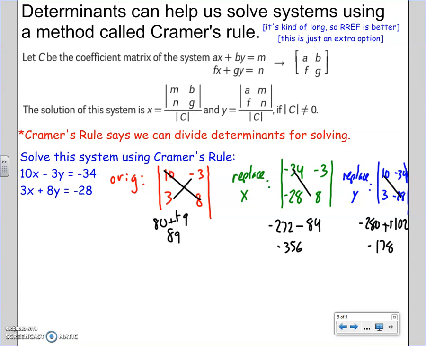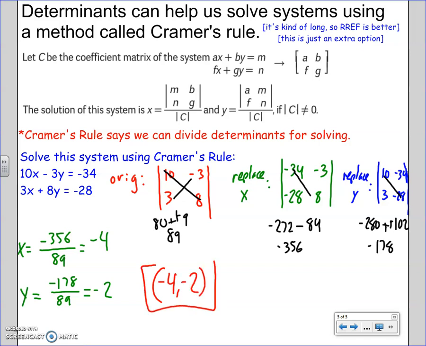If you divide the determinants, x equals the x determinant, where you replace x, over the original. So negative 356 over 89 gives you what x actually is, which is -4. You do the same thing for y. Where you replace y, you get -178 over the original, 89. You get -2. So we found x and y. The final answer is the point -4, -2. This is consistent and independent.